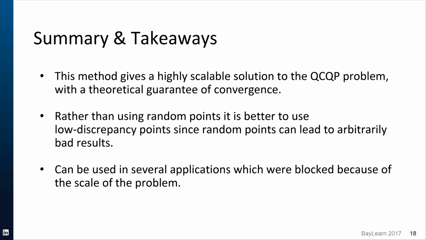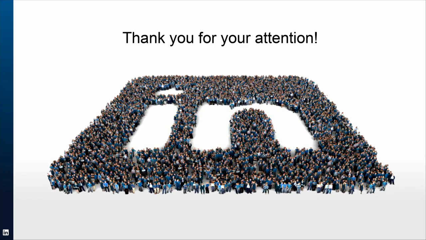So for the summary and takeaway, we have a method that can give a solution or an approximate solution to a QCQP problem with a theoretical guarantee. And rather than using random points, it's much better to use these low discrepancy point sets. And this can be used in several applications, like feed, notification, email, and so on, which were previously blocked because of the scale. So that's all, and thank you for the attention.